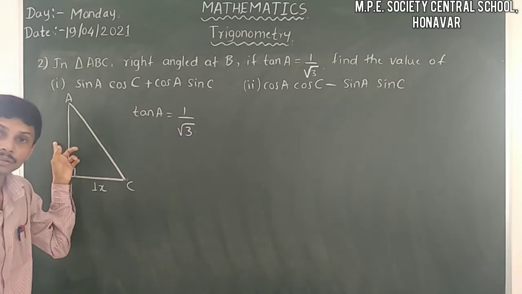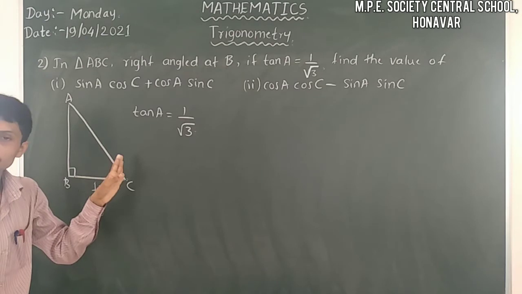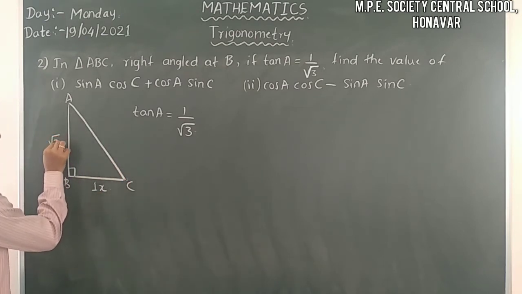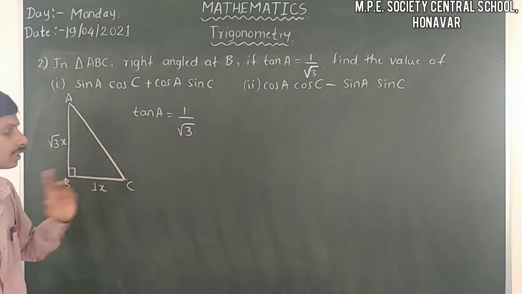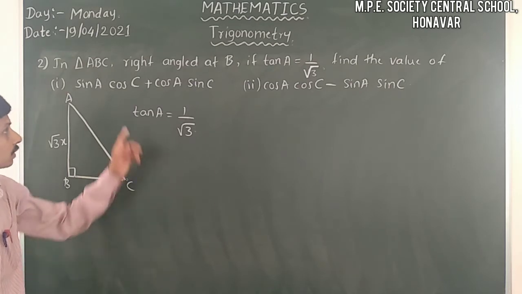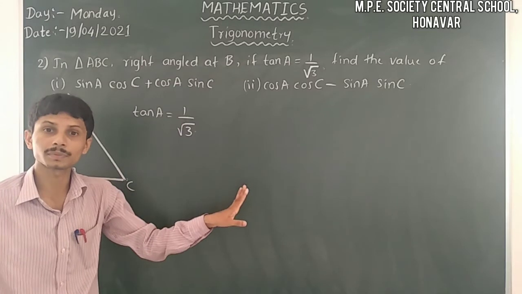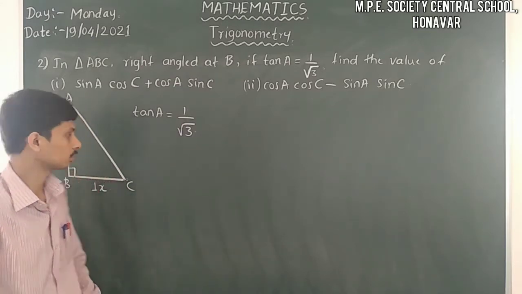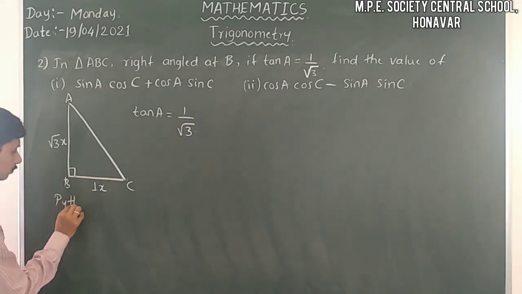So how to find out the hypotenuse? The side opposite to the right angle is nothing but the hypotenuse. And this is the adjacent side, so I will take it as root 3x. Then use the Pythagoras theorem to find out AC here, because for sin A, cos C, cos A, sin C, for all of those we need the hypotenuse. That's why we have to find that hypotenuse side. That is, use the Pythagoras theorem.